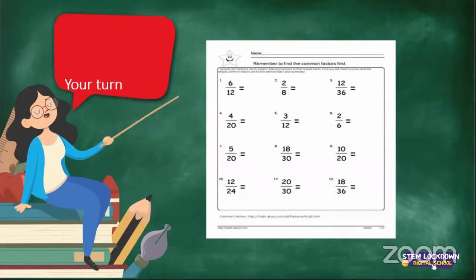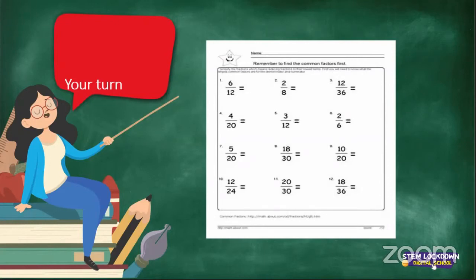All right. We'll use 3 as the divisor. 3 divided by 3 is 1, and 12 divided by 3 is 4. So our answer will be 1 over 4.